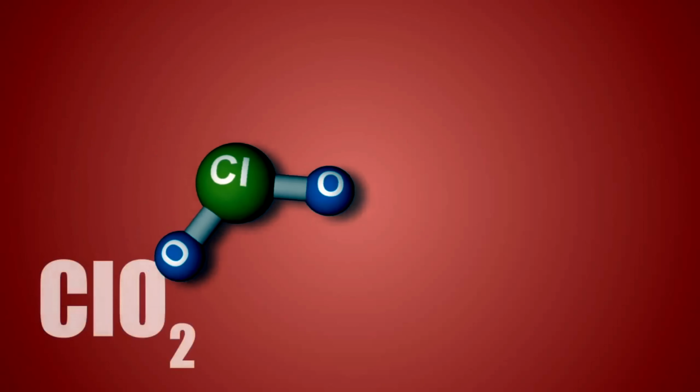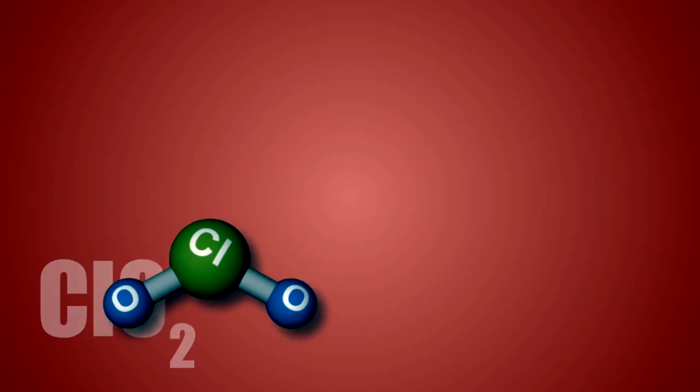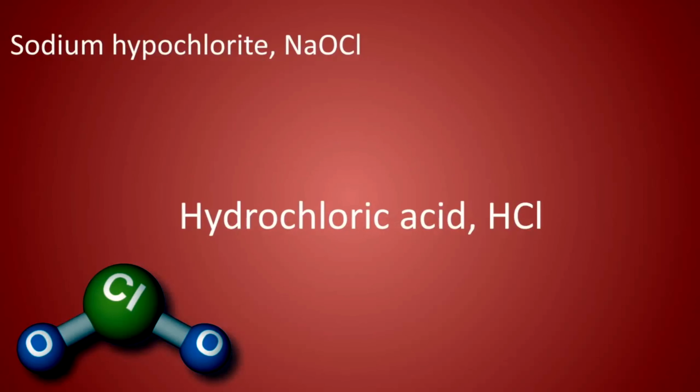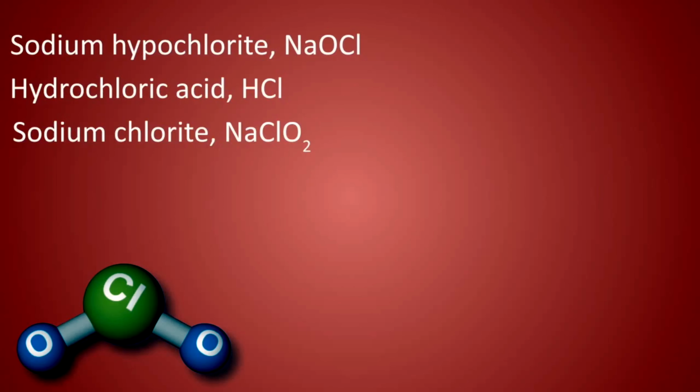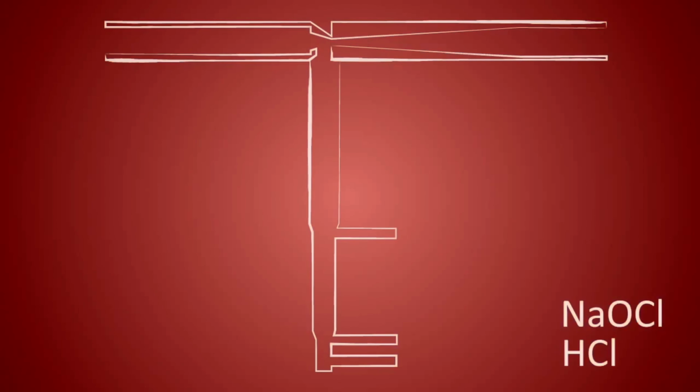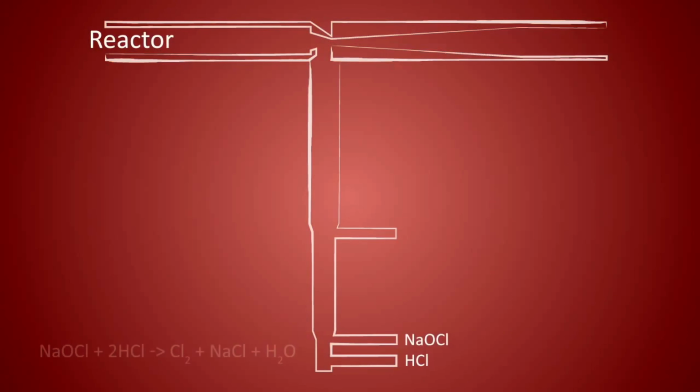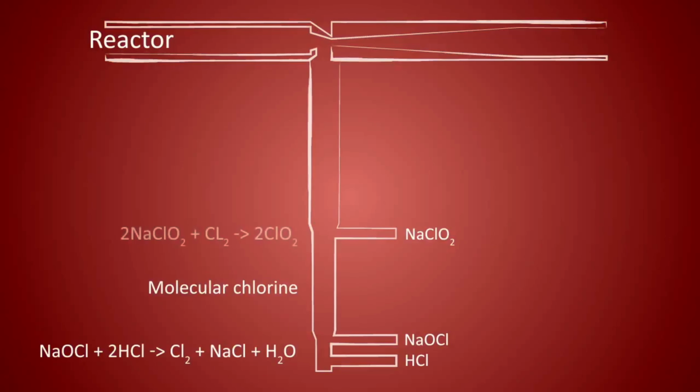The generation of chlorine dioxide involves the controlled eduction of sodium hypochlorite, hydrochloric acid, and sodium chlorite into either a reactor or fluid stream where the chlorine dioxide is formed. Hydrochloric acid is first reacted with sodium hypochlorite to form molecular chlorine. Molecular chlorine is then reacted in the second column stage with sodium chlorite to form chlorine dioxide.